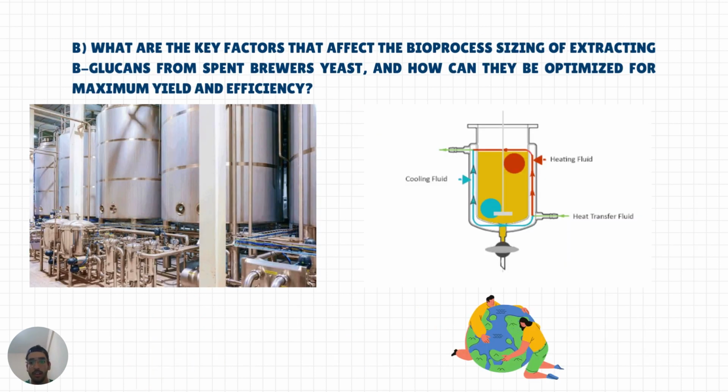One key factor that affects the sizing of the bioprocess for the extraction of beta glucans from spent brewer yeast is the bioreactor selection. Sometimes a couple of unit operations have to be done in a single step, like in the pretreatment or the alkali acid extraction. During the alkali acid extraction, heating up to 80 degrees Celsius is needed, as well as homogenization, cooling down, and pH control.